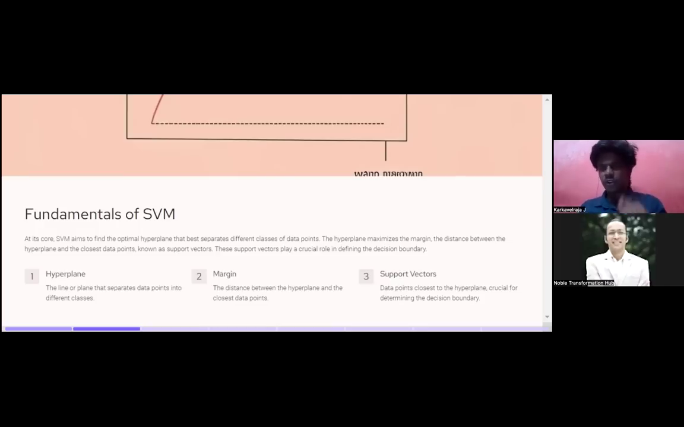A simple way to understand is that whenever you have SVM, it has a hyperplane. Using that, it will separate the data. That's it. Hope it is easy to understand. Okay, so yes sir, over to you.